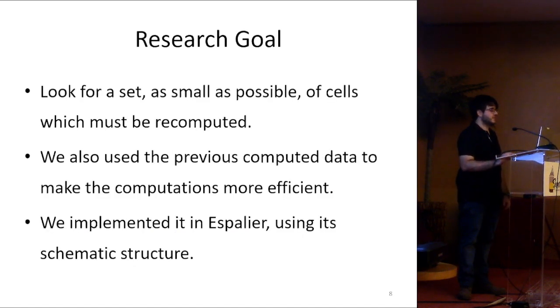Our goal in the research was to look for a set, as small as possible, of cells that need to be updated when we update one cell, and no other cells. And then we used that data to shorten the computation even more. We created an algorithm for it, which I will present, and implemented it in Spalier using the schematic structure of Spalier.